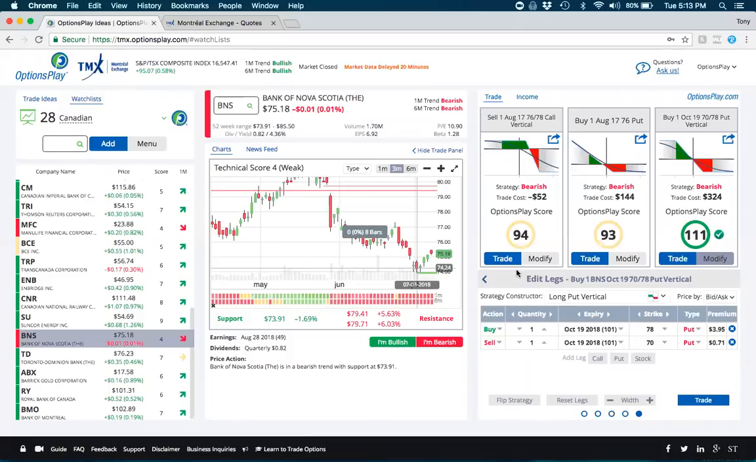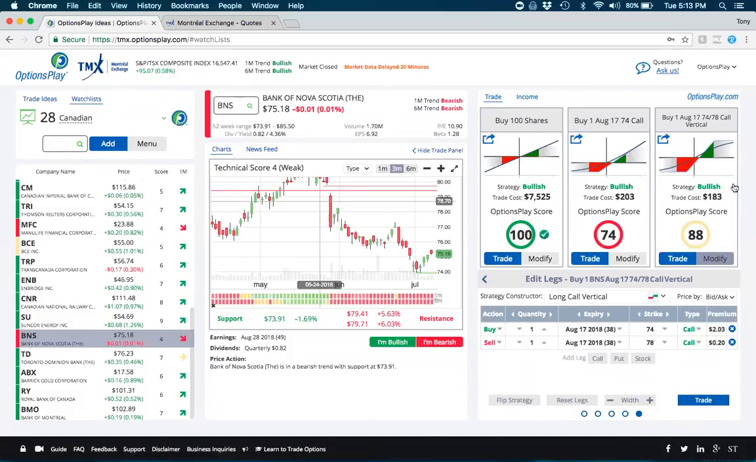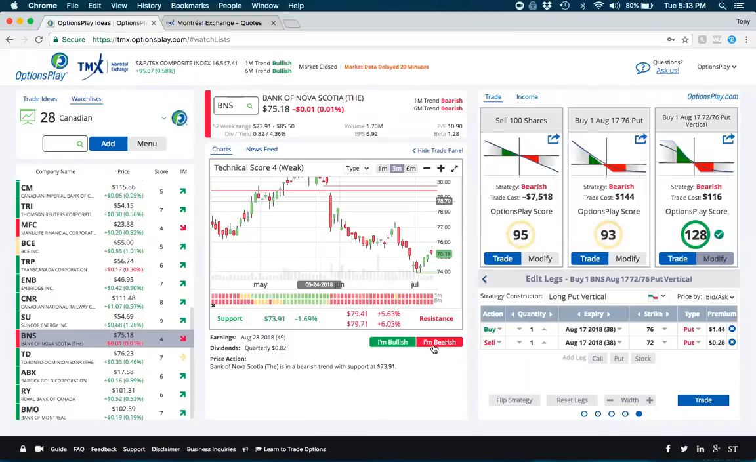But this is all designed to give you that starting point. So regardless of what your views are, you can click on I'm bullish and be presented with 3 good starting points for a bullish view, or 3 bearish starting points, regardless of what your view is on any given stock or ETF.